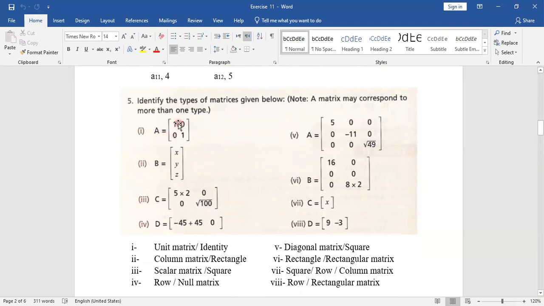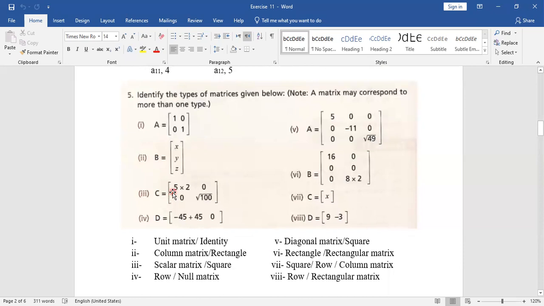A shows 1001. It is a unit matrix, in other words called an identity matrix. B has only one column, so it is a column matrix, and it is a rectangular matrix as well, because the order is not the same. There are 3 columns and 1 row, so 1 cross 3.